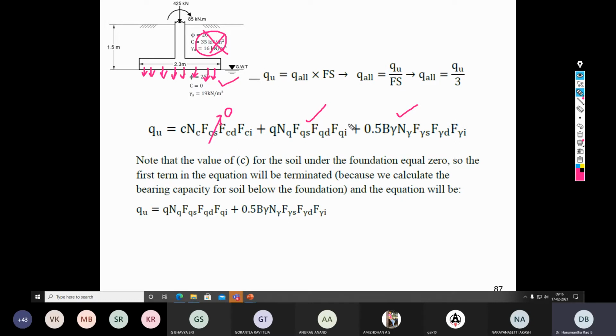If you rewrite the equation taking c as 0, the ultimate bearing capacity is nothing but q Nq Fqs Fqd Fqi plus 0.5 B gamma N gamma F gamma s, F gamma d and F gamma i. I hope this part is clear to everyone.